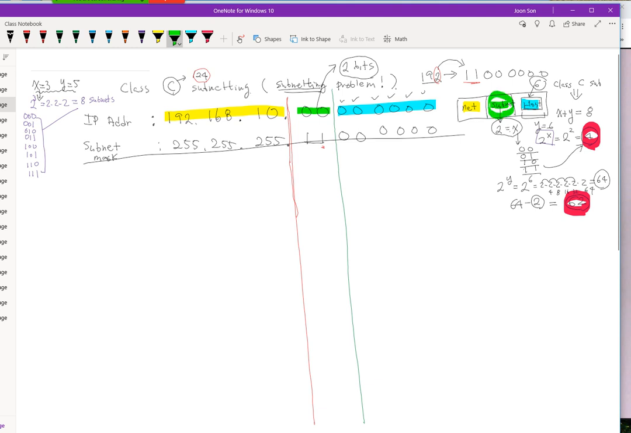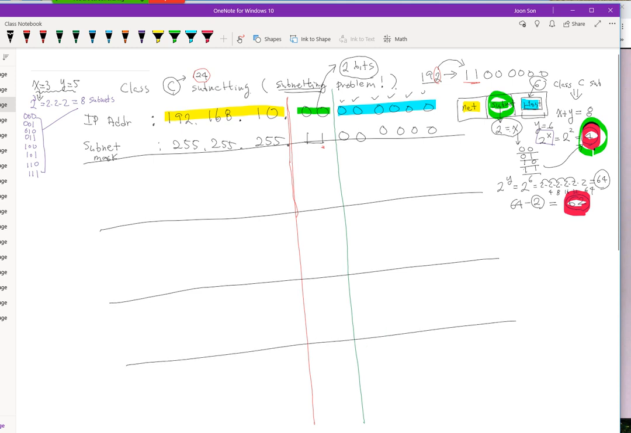So we know that there are how many subnets? We know that there are 4 subnets, right? So what I'm going to do is divide this whole network into 4 different pieces. I'm not really good at drawing, but I'll do my best. So first subnet, the second subnet, and then third subnet, okay?